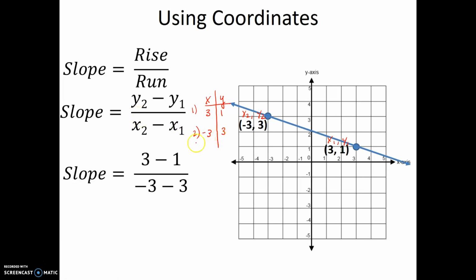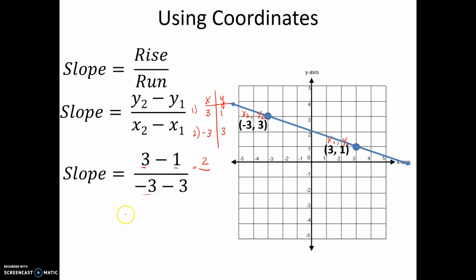So y2 is 3, so I put that right here. And then minus y1 is 1, I put that right here. Divided by -3, that's my x2, so I put that right here. Minus 3, my x1, which is right there. Okay, so I've got 3 minus 1, which is going to equal 2 on top, right? And then I have -3 minus 3 down here. So now I've got some negatives and I've got a subtraction problem.